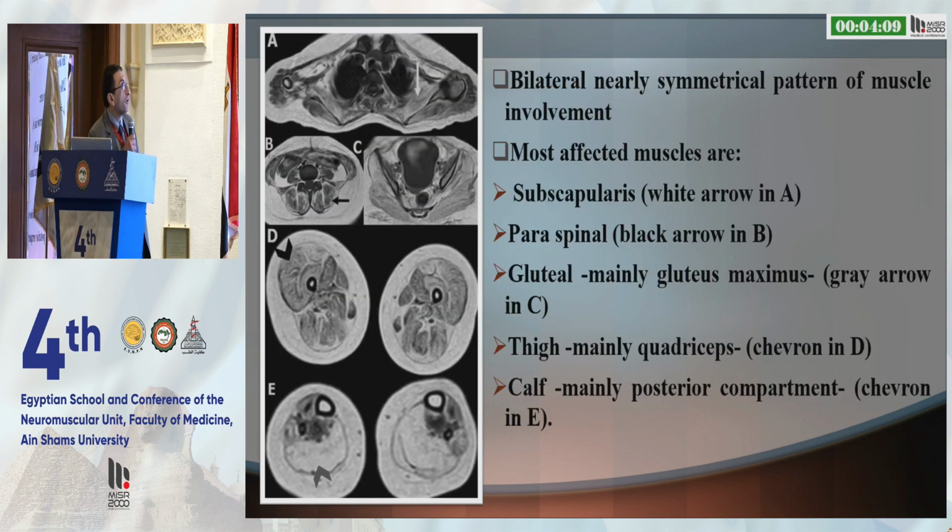The specific pattern of muscle affection in merosin deficient muscular dystrophy is bilateral nearly symmetrical muscle involvement. The most affected muscles are subscapularis, paraspinal muscles, gluteal mainly gluteus maximus, in contrast to the late onset Pompe disease. Thigh mainly quadriceps, also in contrast to the late onset Pompe disease, which affects mainly the hamstring muscles, and calf mainly the posterior compartment, also in contrast to late onset Pompe disease, in which usually the leg is spared or affected only lately.